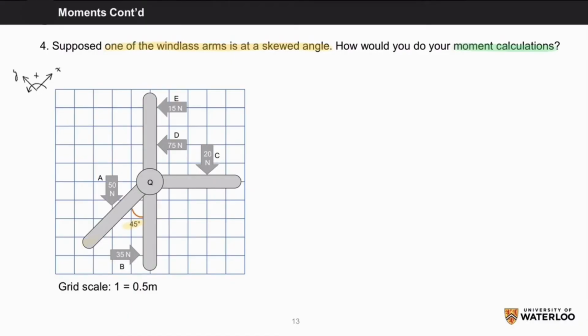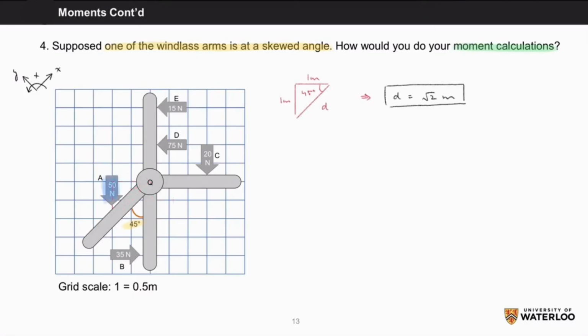Since the windlass arm at which person A is pushing is skewed at 45 degrees, that means that person A is no longer pushing in a perpendicular direction with respect to the arm. So the distance between the force and point Q is no longer 1 meter. To get this distance, we can use our special triangles. We know this distance here is 1 meter and the angle is 45 degrees, so we can easily get the hypotenuse, which will be square root of 2.